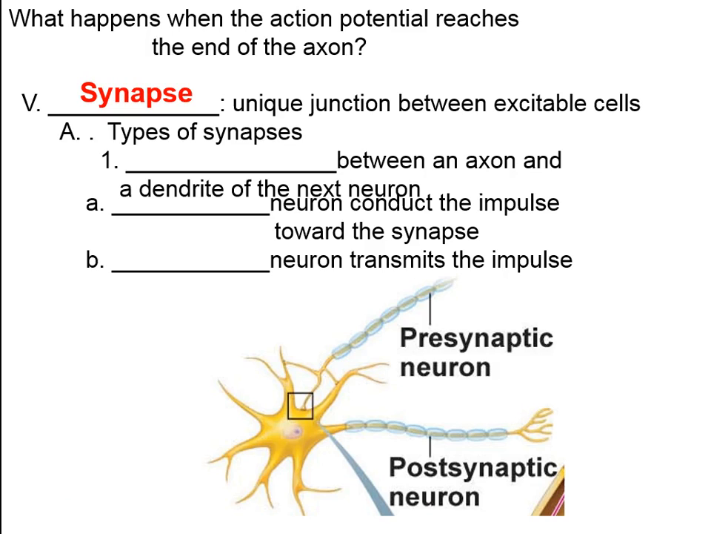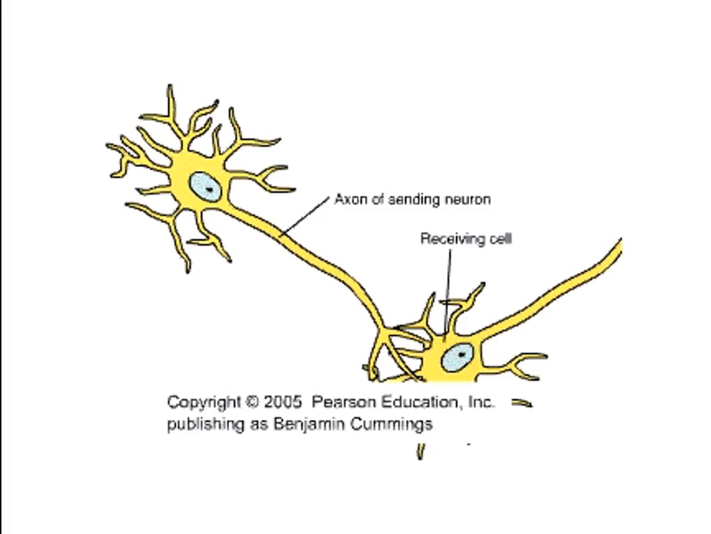It's still going to be a synapse because it's between two excitable cells. We can have a synapse between an axon and a dendrite, which is the kind we see most often. With an axodendritic synapse, the presynaptic neuron conducts the impulse towards the synapse, and the postsynaptic neuron transmits the impulse away from the synapse.